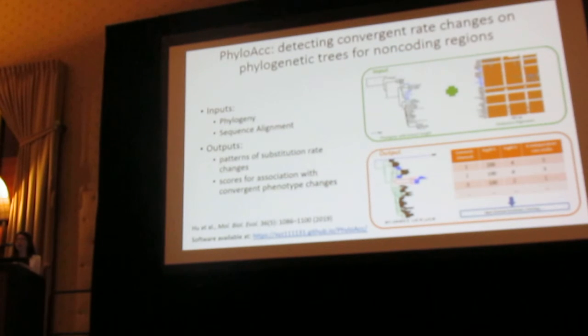Here is the overview of our method. The input is a phylogenetic tree, where the branch length is estimated from the neutral background sequence, and another input is the sequence alignment. The output is a phylogenetic tree with the substitution rate shift patterns. Here, the color indicates the shift of substitution rate. And we will also output two Bayes factors to show how strongly the sequence of this element is associated with the phenotype change.